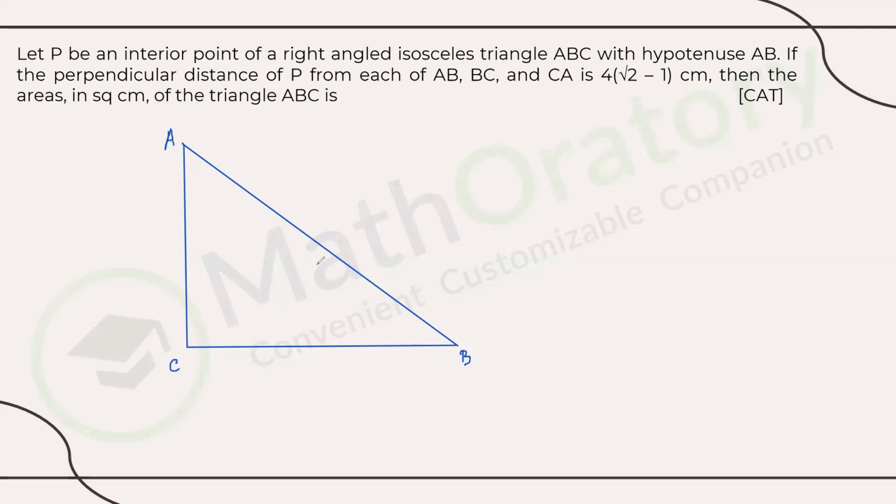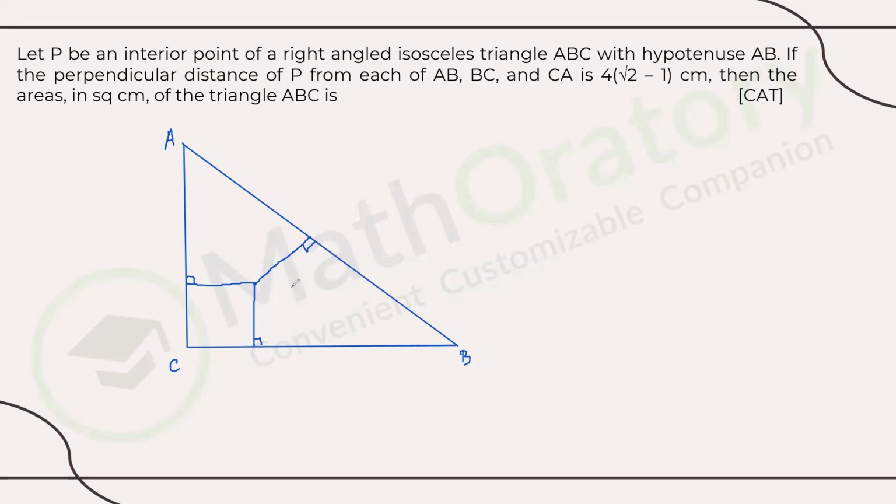This is the shape. Now, this point P is at a constant perpendicular distance from each of the sides, right? So suppose this is the point. You drop a perpendicular from P on this, and a perpendicular on this, and a perpendicular on this. Now, each of these perpendiculars are of this length, right? Now, we're supposed to figure out the area of ABC. So obviously, we need to figure out the sides of ABC, right? That should be pretty obvious to understand.